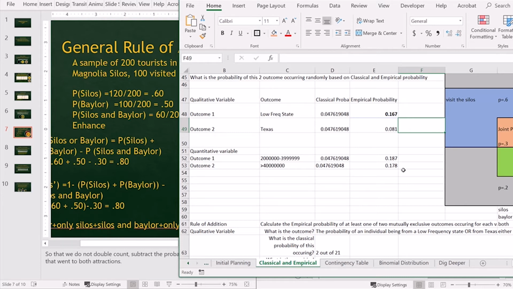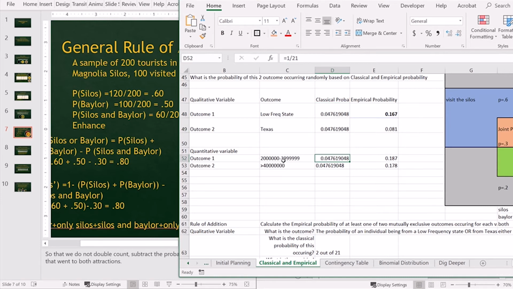That's a good question. Now, if I were to say, what is the probability of being from a low frequency state or from Texas, should I use the special rule of addition or the general rule of addition? Special. The reason is, can I be from Texas and from a low frequency state at the same time? No. So those are mutually exclusive. They cannot happen at the same time. So I would use the special rule of addition to add those up together.